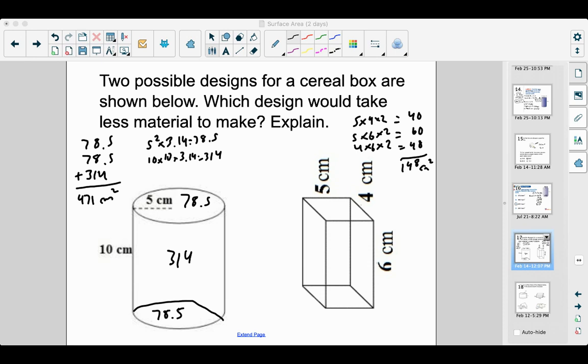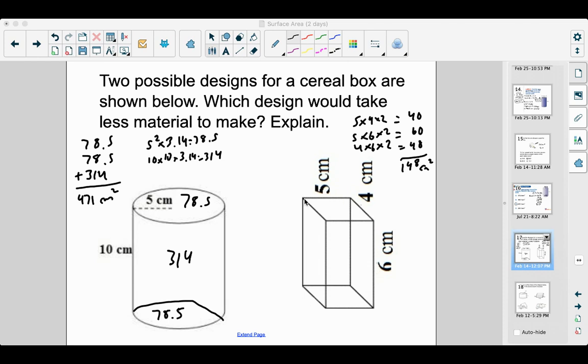All right, welcome back. Hopefully you got that the box uses less material. It's a lot less material. So we do this one. We have to find the area of two circles. 5 squared times 3.14 is 78.5, so that's what each circle is. Around the outside, that's the circumference of the circle, 10 times 3.14 times the height, which is another 10. That gives me 314. Add them all up, you get 471.